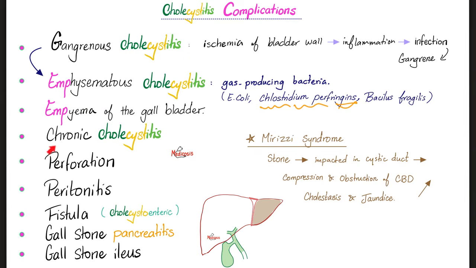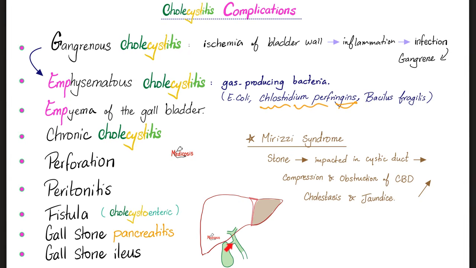Acute cholecystitis can become chronic cholecystitis. It can perforate, causing peritonitis. It can cause a fistula, cholecystoenteric, gallstone pancreatitis, or gallstone ileus. What is Mirizzi syndrome? Mirizzi syndrome is the stone that's impacted in the cystic duct, starting to go crazy. Compress and obstruct the common bile duct.